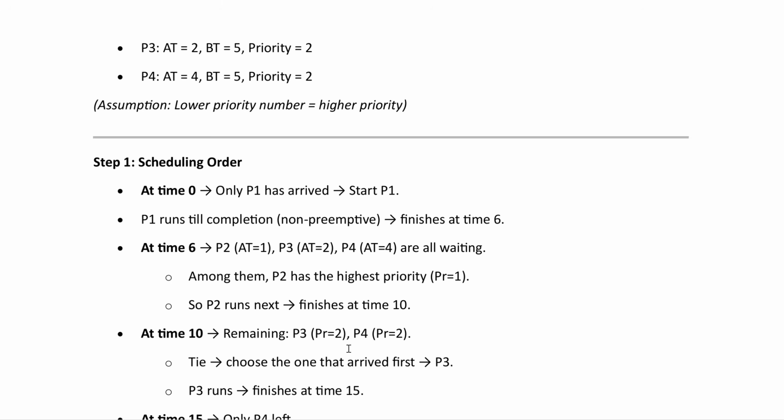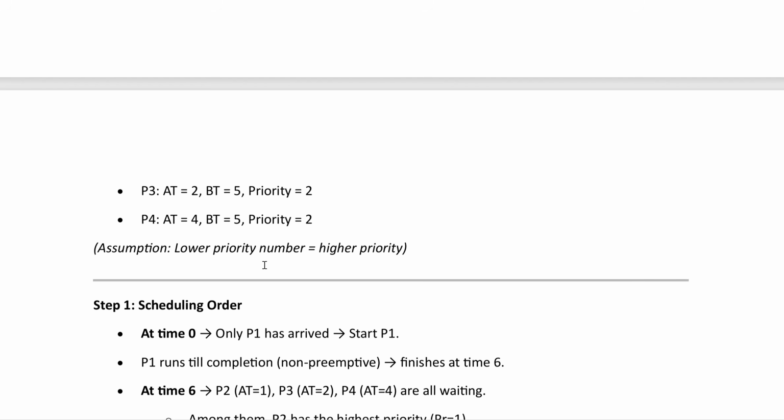So at time 10, the remaining processes have arrived. Both P3 and P4 have the same priority too. So there is a tie. In that case, we have to choose the process that arrived first. P3 has arrived first. That's why the P3 process will run.